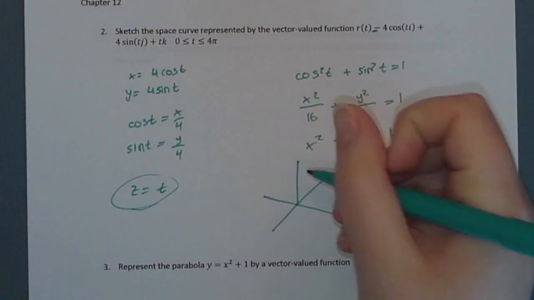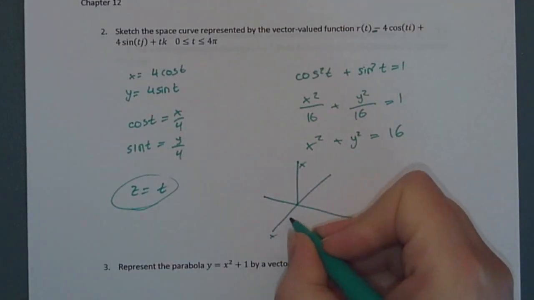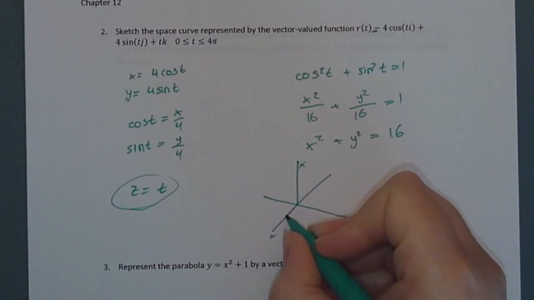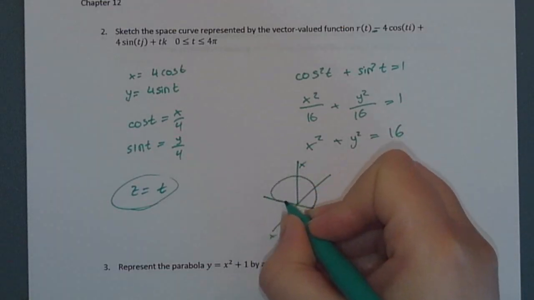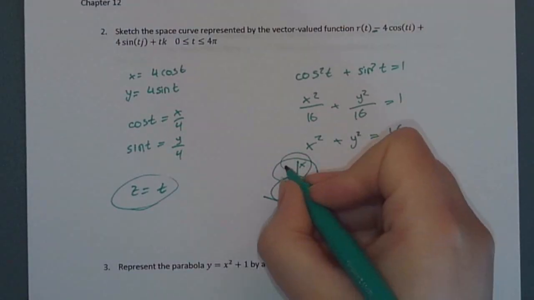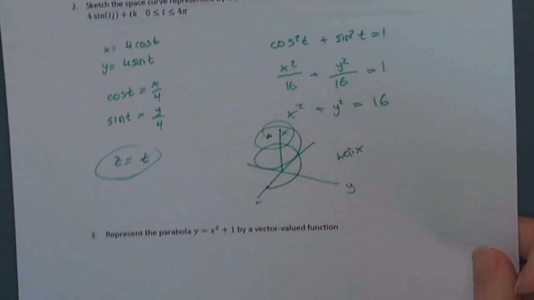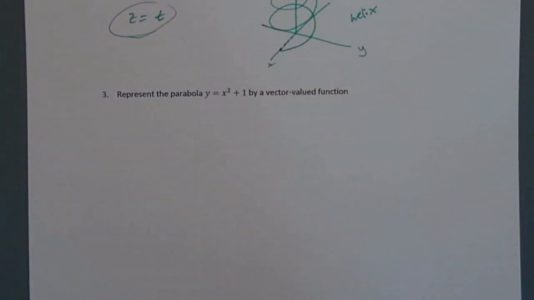So if we have our x, y, z axes, we start with a radius of 4. And we kind of just rotate upwards in circles. So this is called a helix. We're kind of just rotating upwards in a circle to make a cylinder type shape.